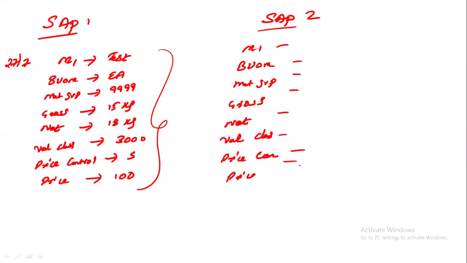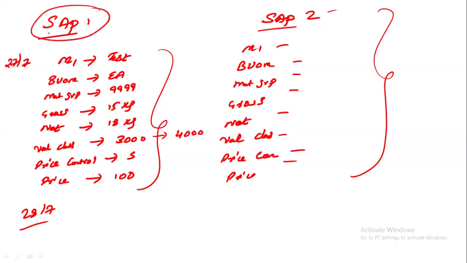Okay. So now, tomorrow, 28th of the 7th, when you're checking the system, you received information from the SAP 2 system saying that the material was created with wrong data. The valuation class of this material should not be 3,000, it should be 4,000. So now, I'm changing some information in this system. I'm just changing this field. I'm not changing the complete material. I'm just changing this value from 3,000 to 4,000 on this date.